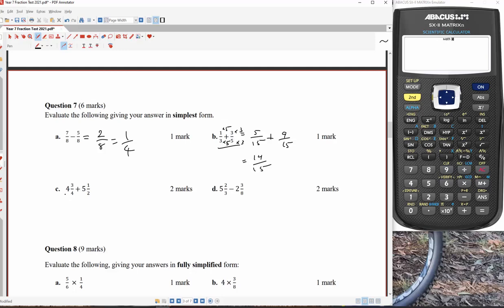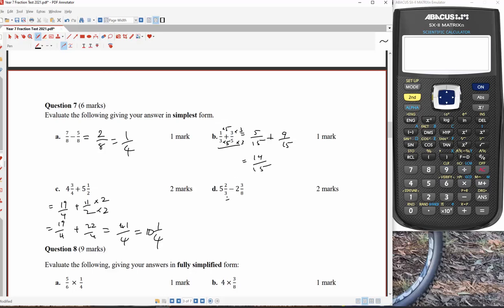Yeah, half and a quarter. Yeah, I am going to do that. So 4 fours are 16, 19 on 4, plus 5 twos are 10, 11 on 2. Times by 2 and times by 2, we've got 19 on 4, plus 22 on 4, which is equal to 41 on 4. Could be left as that, or you could convert that to a mixed fraction, which is 10 and a quarter.